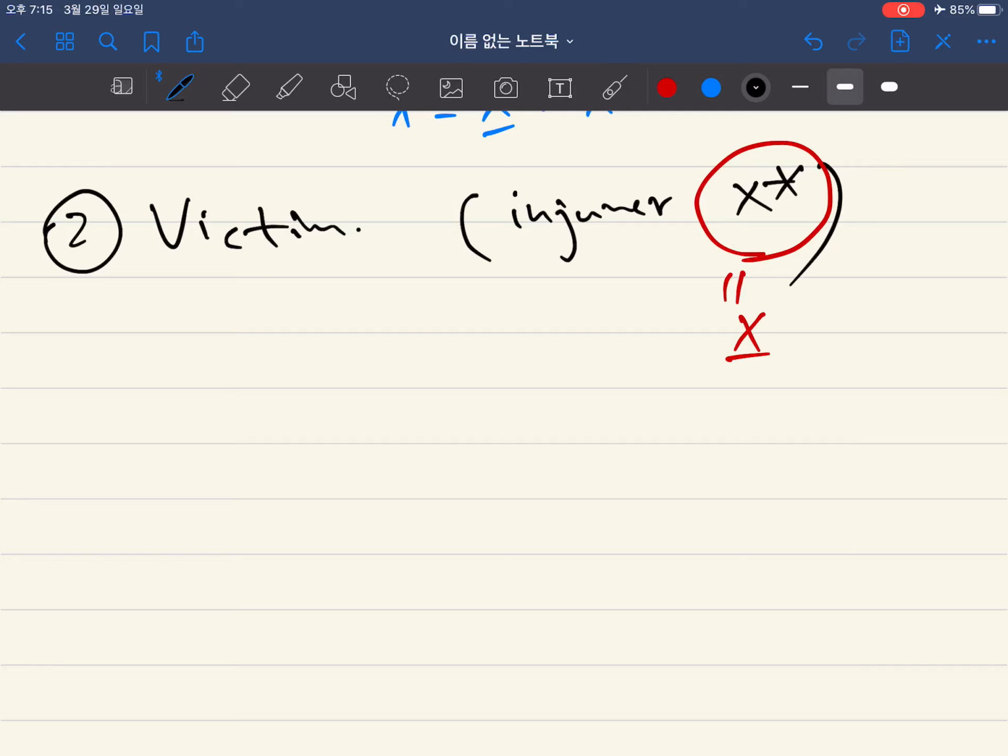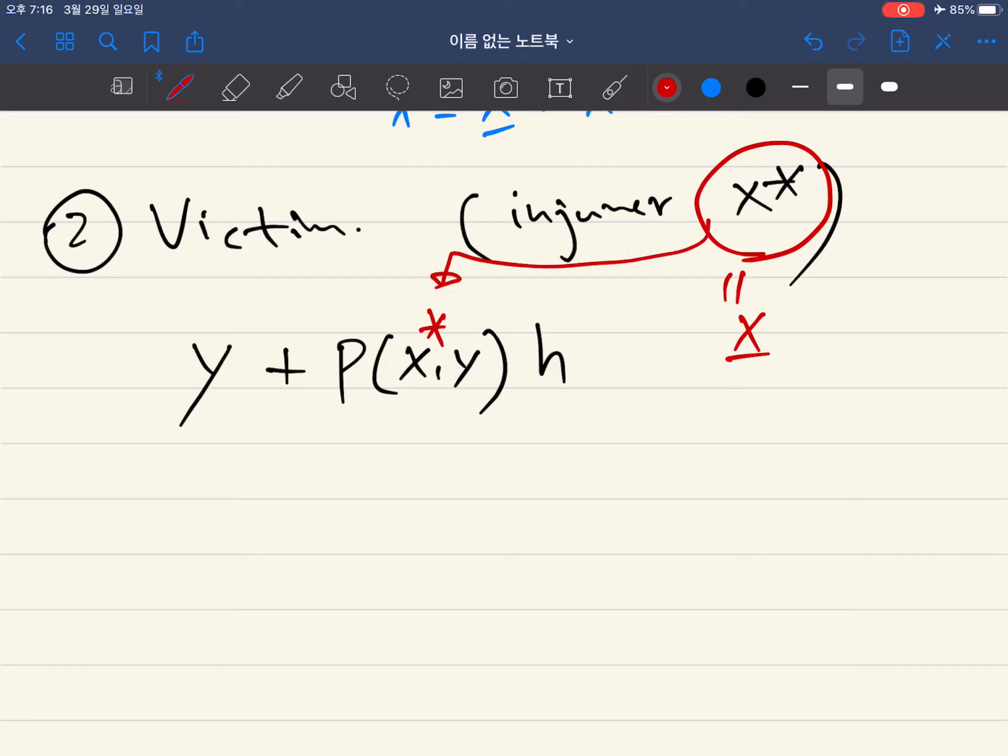So let's write down victim's problem. Victim wants to minimize his cost. And what is victim's cost? The victim's cost is care cost and the accident cost, because when there is an accident, he cannot get any money. And make sure you have X star here, because we suppose injurer is choosing X star.